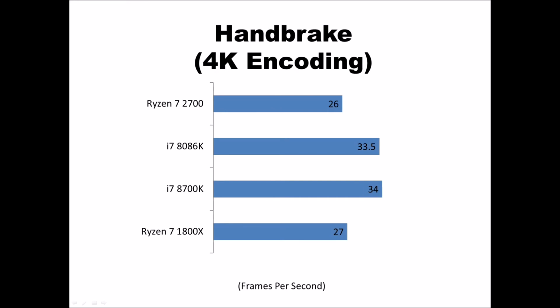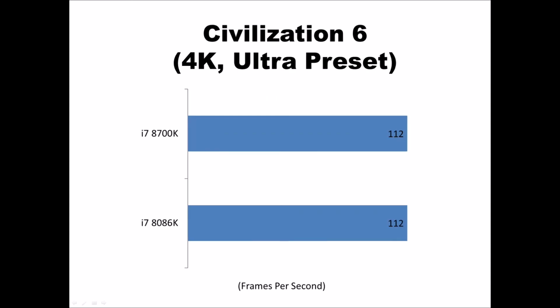Moving on to Handbrake, encoding a 4K video. Now this is frames per second. As we can see, both CPUs again are getting a very similar score, with the 8086K coming in at 33.5 points and the 8700K coming in at 34 points. Again, both these i7s beat out the 2 Ryzen 7s, which were at 26 points and 27 points. On to the next test. We're moving into our games now. I'm going to disregard the Ryzen CPUs in these game tests because they don't actually matter.